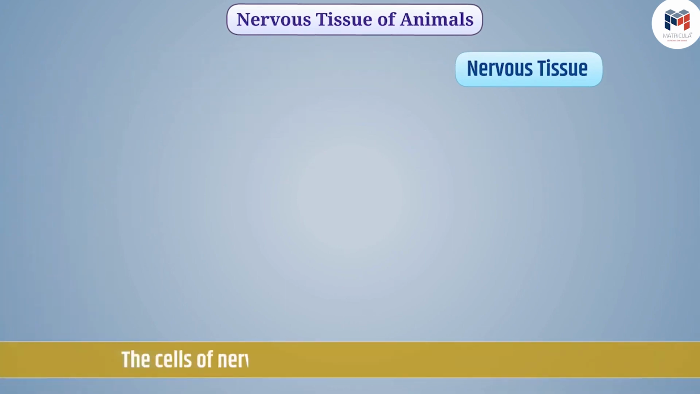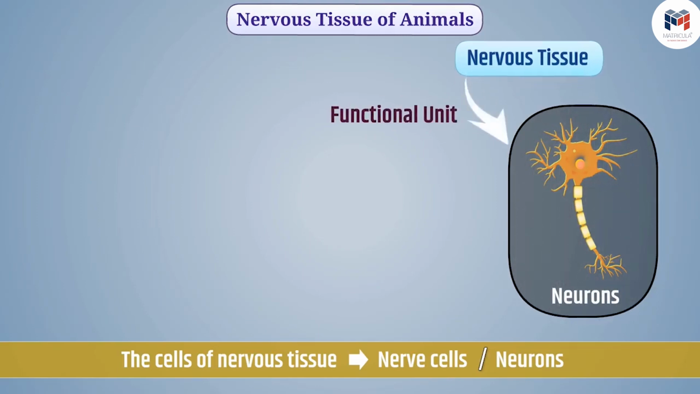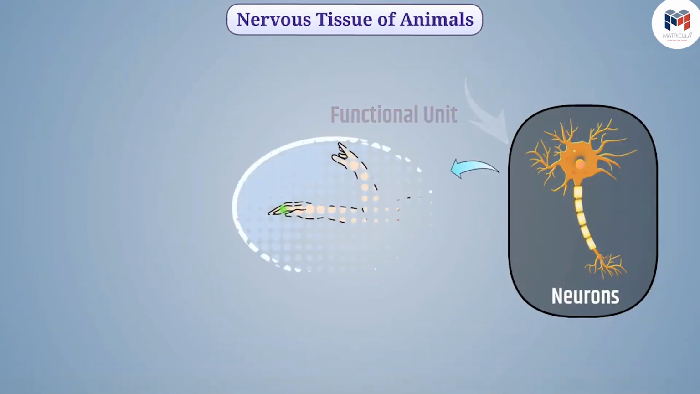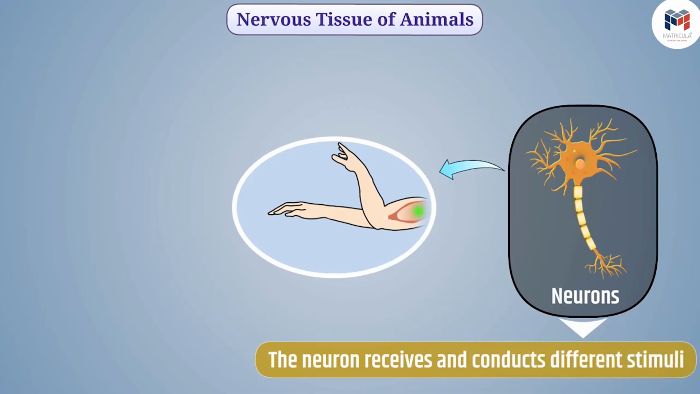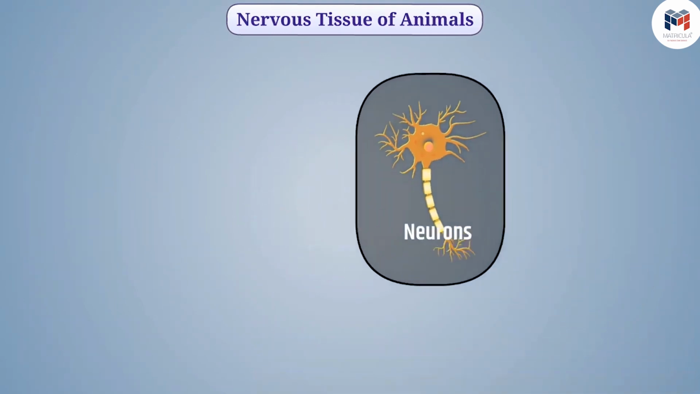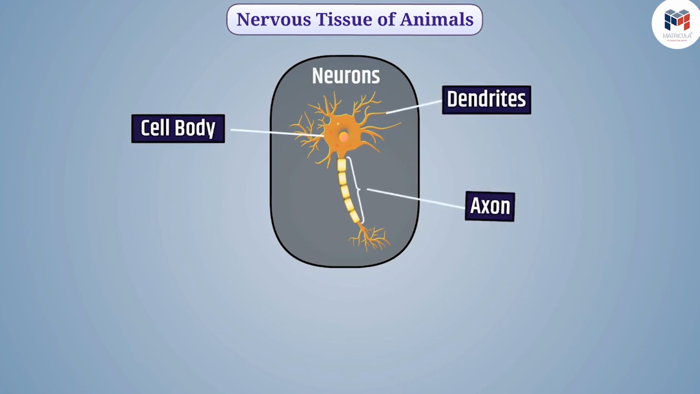The cells of nervous tissue are called nerve cells, that is, neurons. Neuron is the functional unit of nervous tissue. The neuron is stimulated very quickly and transmits stimulus very quickly from one place to another. That is, the neuron receives and conducts different stimuli. Neuron is made up of cell body, dendrites, and axon.